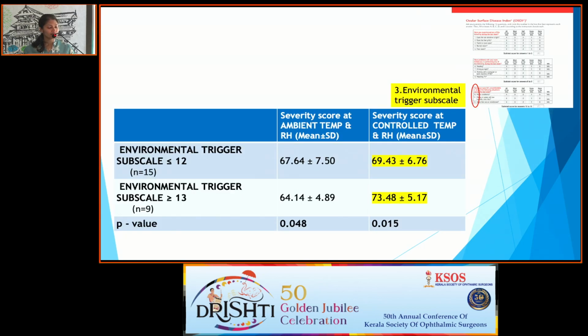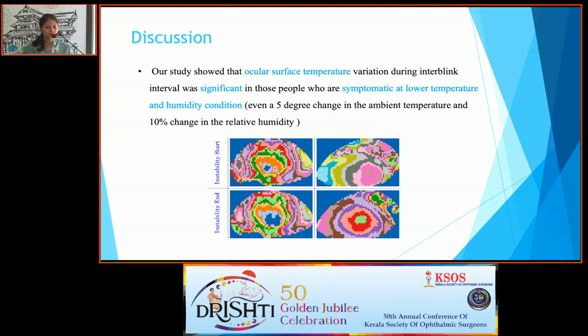However, we noticed that in the environmental trigger subscale, there was a drastic and significant increase in the severity score of those people who were symptomatic on the environmental trigger subscale. So this was a significant finding. In our study, we showed that the ocular surface temperature variation during the interblink interval was significant in those people who were symptomatic at a lower temperature and humidity condition. Even in our study, it was just a 5-degree change, but the study was significant.